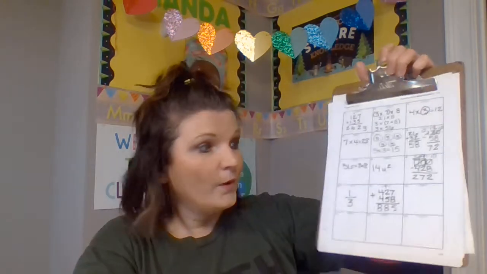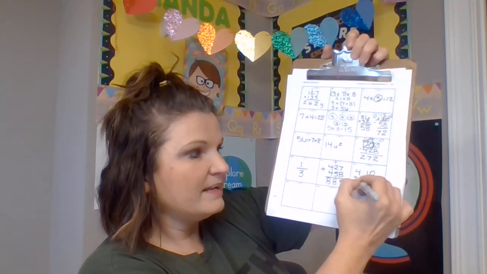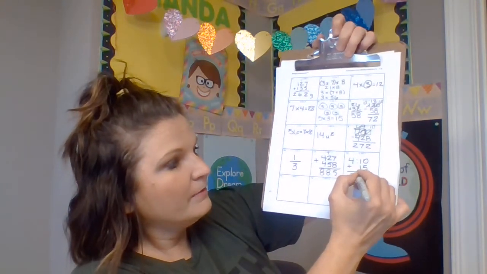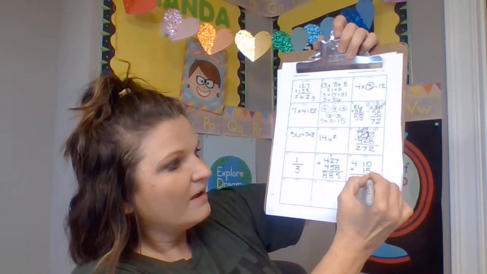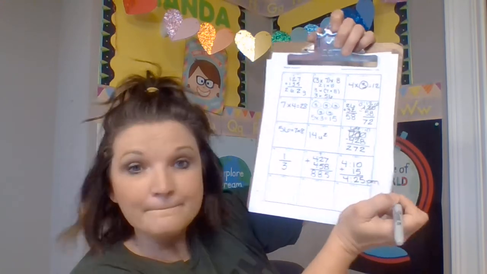Number 12. Brandy's mom dropped her off at the birthday party at 4:10 p.m. Her mom said, "The party starts in 15 minutes." What time will it be when the party starts? Well, if she got dropped off at 4:10 and she's got 15 minutes until the party starts, then the party will start at 4:25 p.m.